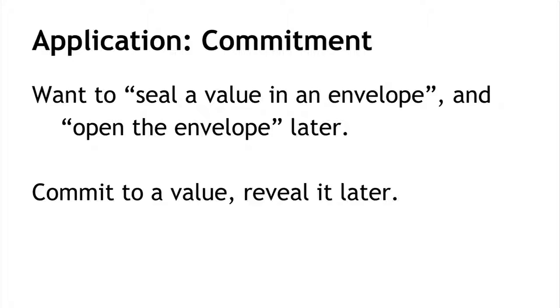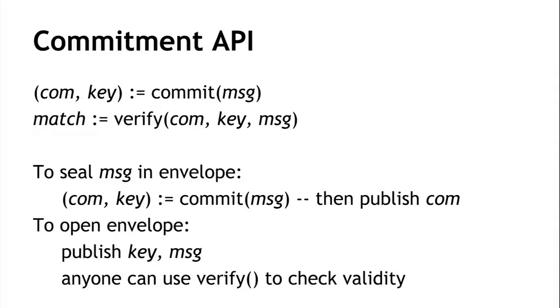So to be more specific about what is the API that we're going to provide here, the commitment API looks like this, that there are two things you can do. First, you can commit to a message, and that's going to return two values, a commitment and a key.